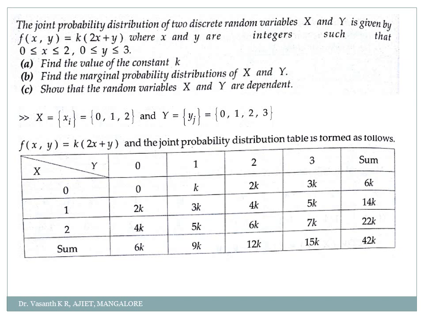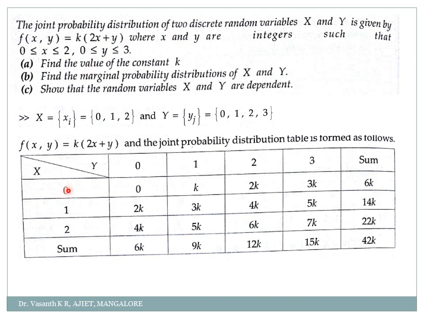So I have my next problem over here, my dear students. The joint probability distribution of two discrete random variables x and y is given as, see, instead of giving the table, they had given me in terms of wordings. F of xy is equal to k into 2x plus y, where x and y are the integers such that x is between 0 and 2 and y is between 0 and 3.